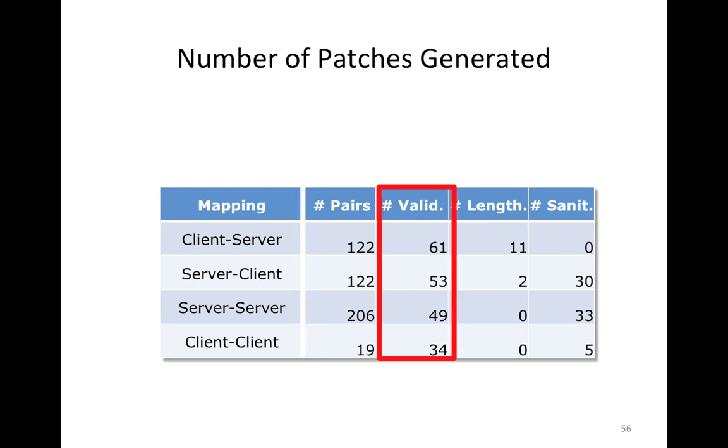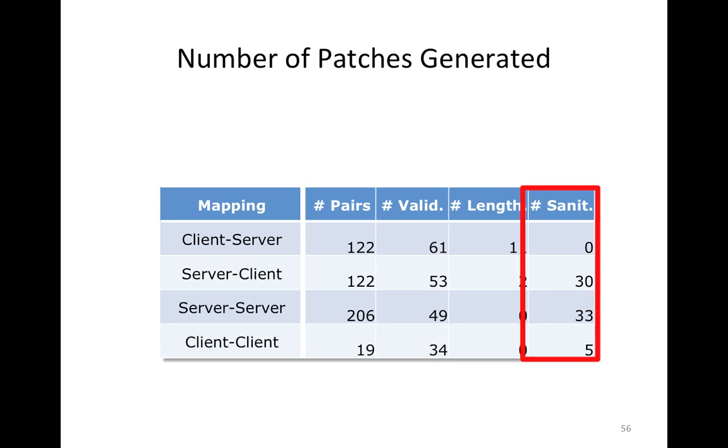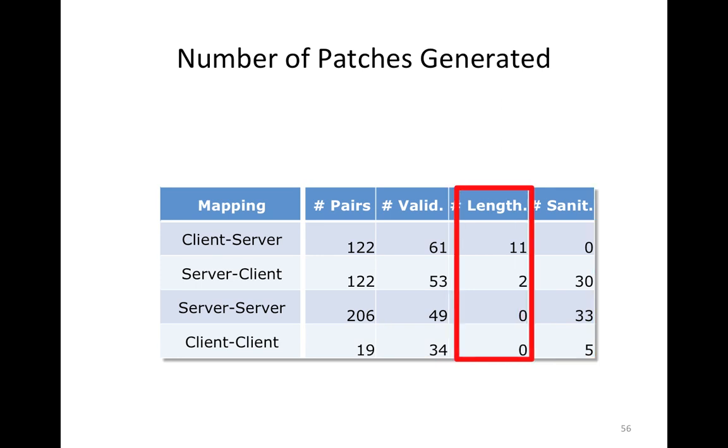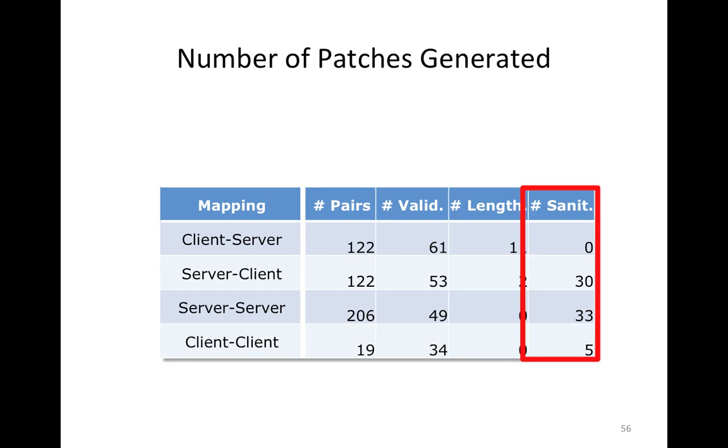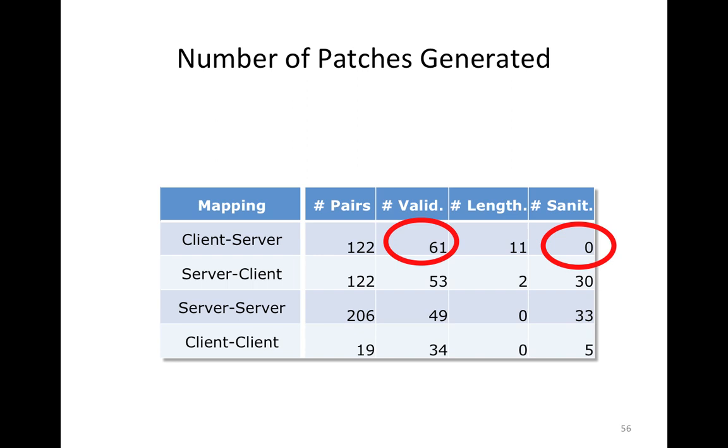This is the number of validation patches that we generated. You see lots of validation patches, so there is lots of validation difference, surprisingly, compared to sanitization difference. This is the number of length patches that we generated. For example, 11 means we generated 11 length patches for the client-server when we compare the server to the client, so the reference is the client. And this is the number of sanitization patches that we generated. You can see here that for the client-server, actually, we didn't find any sanitization difference between the client and the server, where the client does more sanitization than the server.